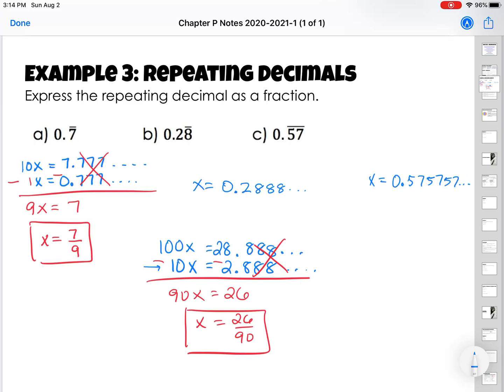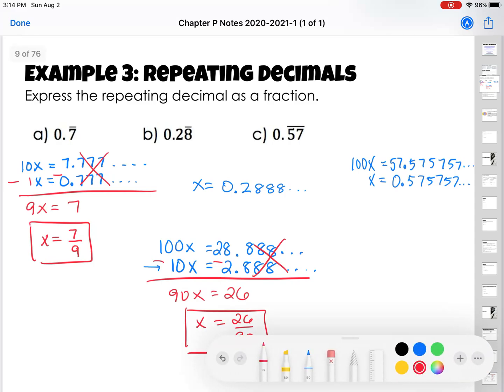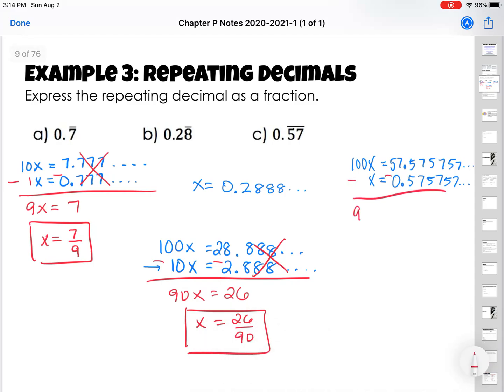But if I were to move this decimal place over to the right twice, that would still leave me with 575757 at the end that could cancel out. So to move the decimal twice, we're going to multiply by 100. In the first one, we only wanted to move the decimal once, so we multiplied by 10. Right, so if we multiply by 100, that makes 57 point, and there's my 575757. Again, I'm going to subtract. So that's 99x is equal to 57. Divide, so x will be 57 over 99.